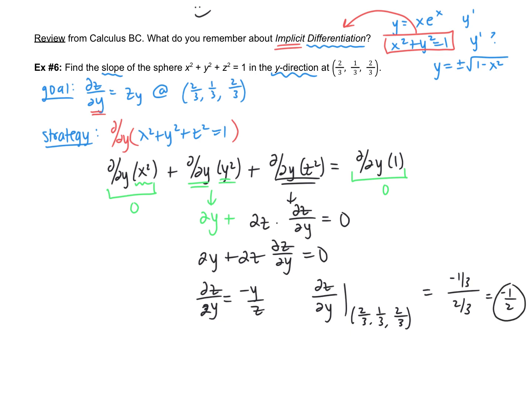So again, what does that tell us? What that tells us, when we're on the sphere, we're at this point moving in the y direction, so we're keeping x constant. Z decreases by 1 when y increases by 2, again at that point. So this was a throwback to implicit differentiation. Hopefully you remember that from BC. If not, you might need to do a little bit of review. But this one, just so you know, because it's partials, it's called implicit partial differentiation.